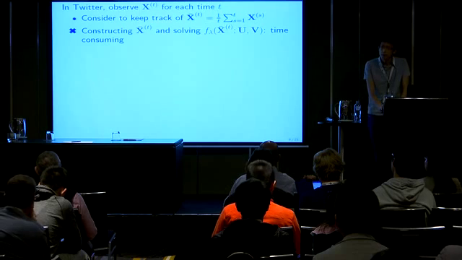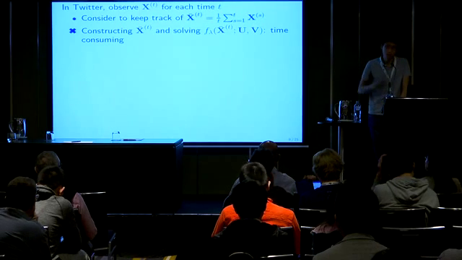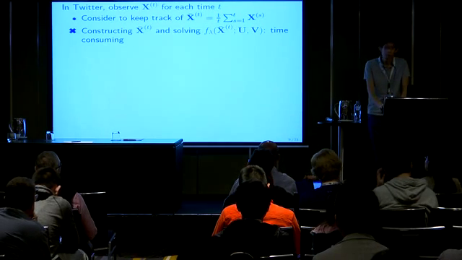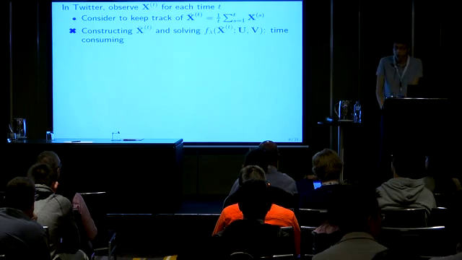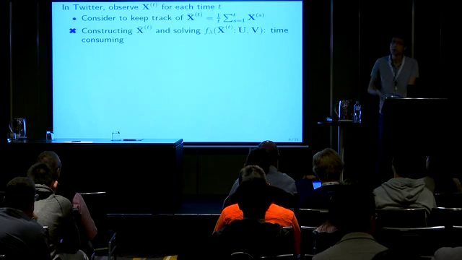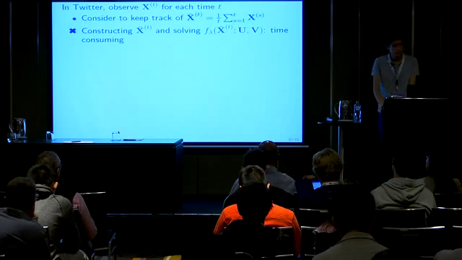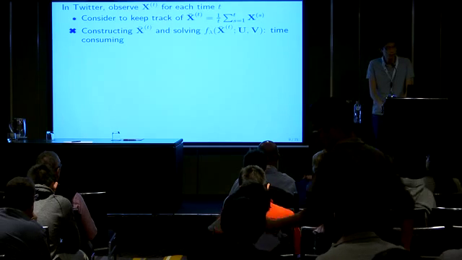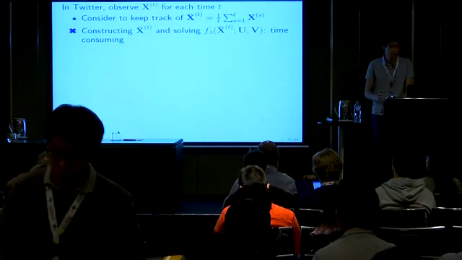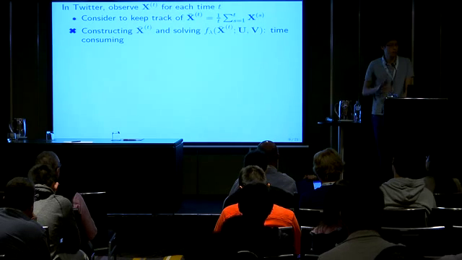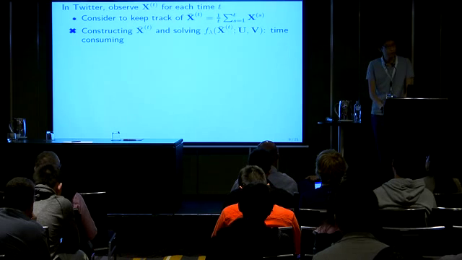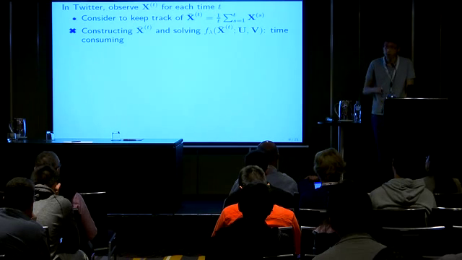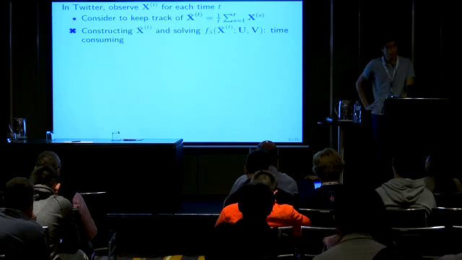And yeah, so NMF, that algorithm works very well for a static matrix. But in our case, in Twitter, the matrix is changing over time. So for each time t, we observe a new matrix xt. So we need to keep track of that matrix. Specifically, we consider keeping track of the averaged matrix, which we denote by x-bar t.